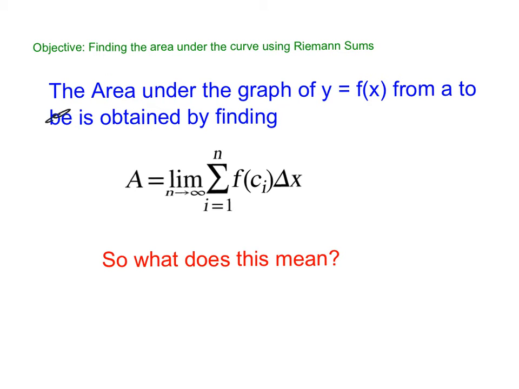Okay, so the area under the graph of y equals f of x from a to b is obtained by finding the limit as n approaches infinity of that sum. So remember, the delta x is your width, and then you're plugging into the function, this is your height, right? So n is the number of rectangles. So the limit as n approaches infinity, so basically we're having an infinite number of rectangles. The rectangles are so small, they're basically just a line, right? They become so tiny, they become a line.